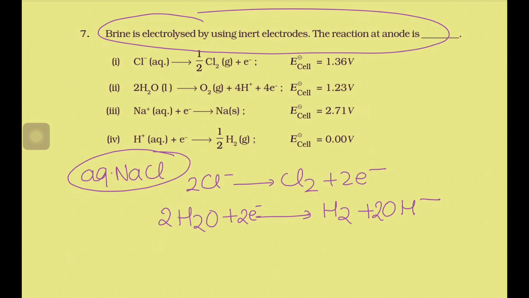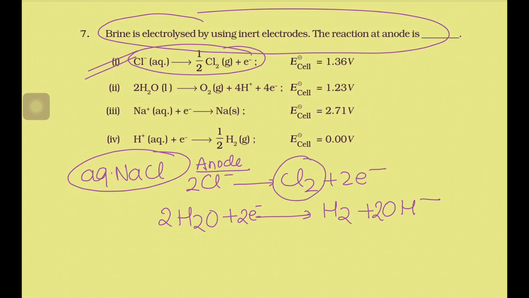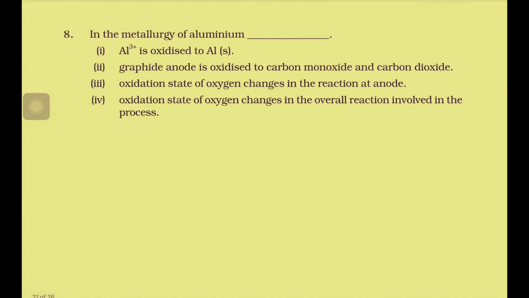So you can see the correct answer should be the first one, where the chloride ion is getting oxidized to Cl2. Basically, we can say that at the anode you are getting chlorine gas, and at the cathode you are getting hydrogen gas. Coming to the next, in the metallurgy of aluminium, what happens in that?